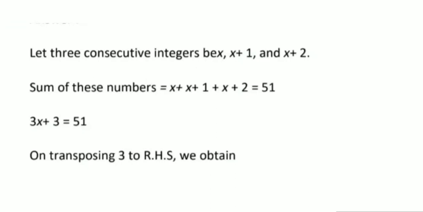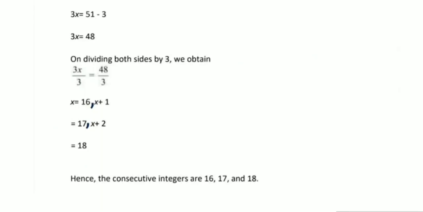Now on transposing 3 to the right hand side, we obtain 3x is equal to 51 minus 3. 51 minus 3 is equal to 48. On dividing both sides by 3, we obtain 3x upon 3 is equal to 48 upon 3. Now x is equal to 16. Okay. So x plus 1 is what? 16 plus 1 means 17. And x plus 2 is 16 plus 2, which is equal to 18. So the 3 numbers are 16, 17 and 18.